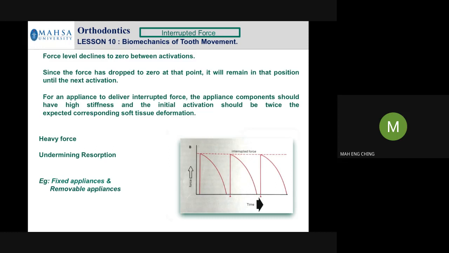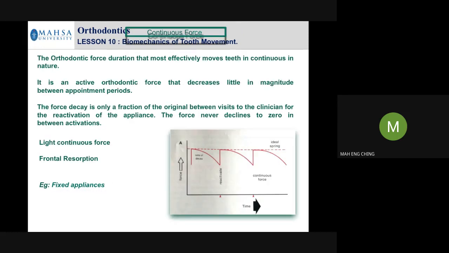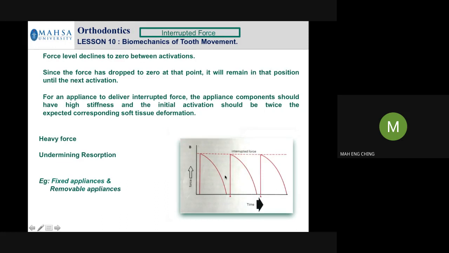So the second type of force is interrupted force. The force level declines to zero between the activations. So just now, the first one never decreased to zero. Then the second type is zero. So since the force has dropped to zero at that point, it will remain in that position until the next activation. So the force will decrease to zero. If no activation, then nothing will happen.